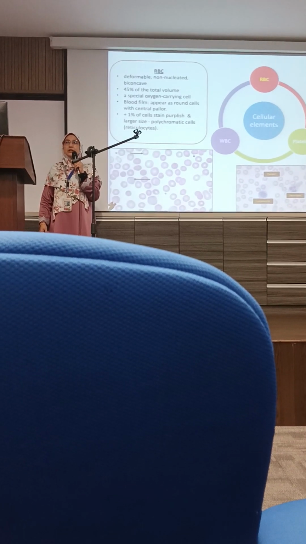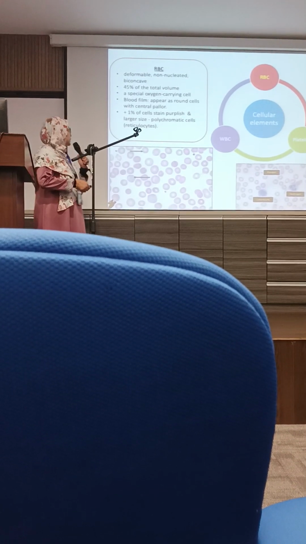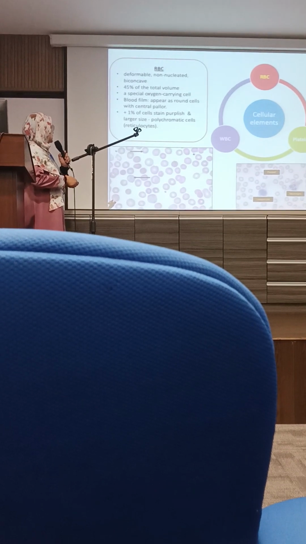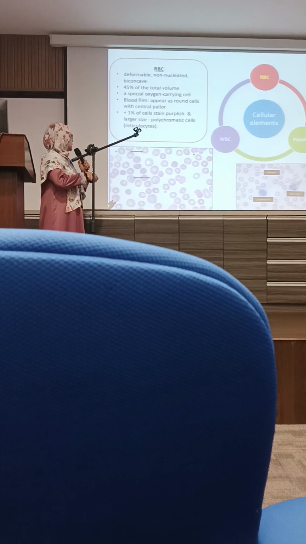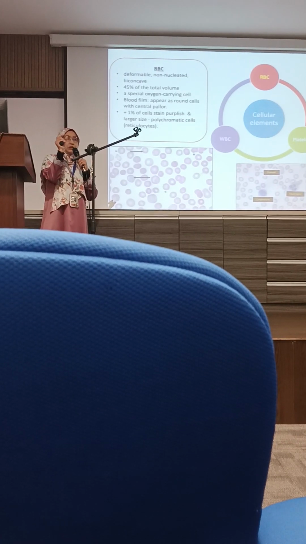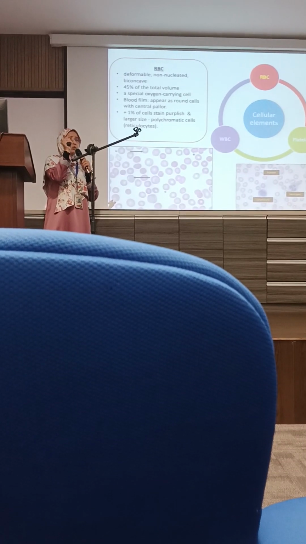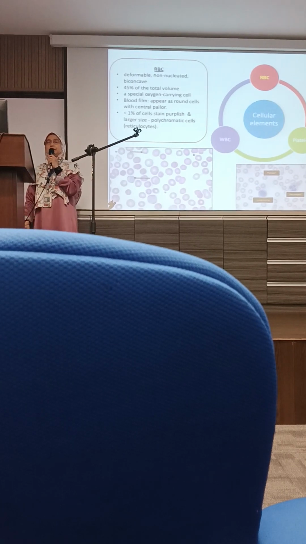Okay, if you look at the blood film, red cell will appear as a round cell with a central pallor. Kalau you tengok sini, the central pallor is about 1/3 of the diameter. Tengah-tengah tu saja, 1/3 of the diameter is the central pallor.